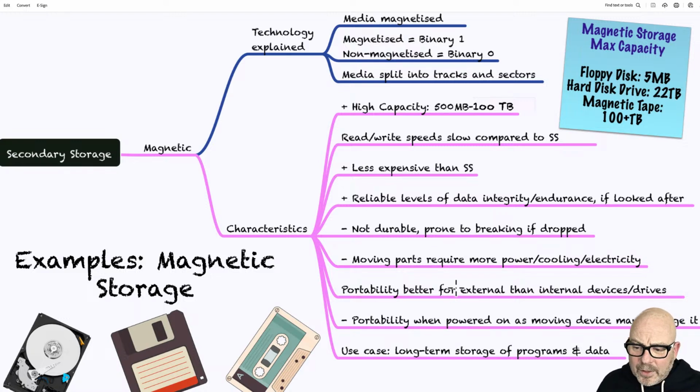All right. So now we're into magnetic. We've done solid state. We've got magnetic to do, and then we need to have a look at optical as well.